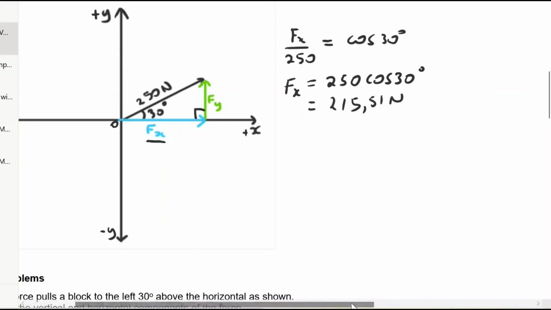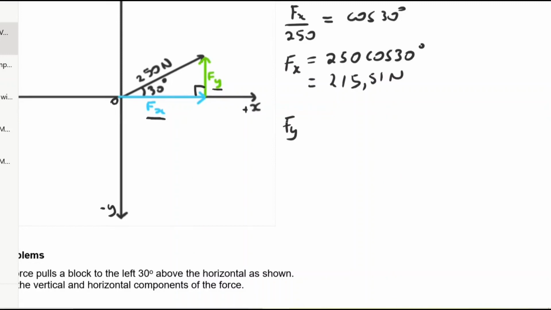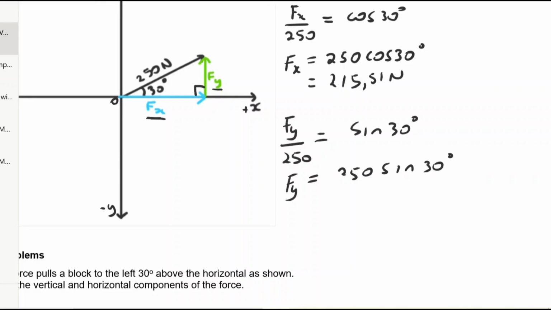newtons. Now our next step is to calculate the size of Fy. Because Fy is opposite 30 degrees, we're going to say Fy divided by 250 is equal to sine 30 degrees. Making Fy the subject, we get Fy equals 250 sine 30 degrees. This is equal to 125 newtons. Now we know the magnitude of Fx. This is 216.51 newtons, and this is 125 newtons.